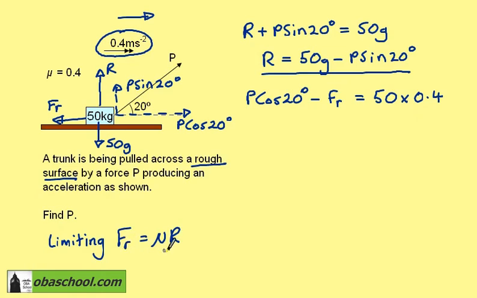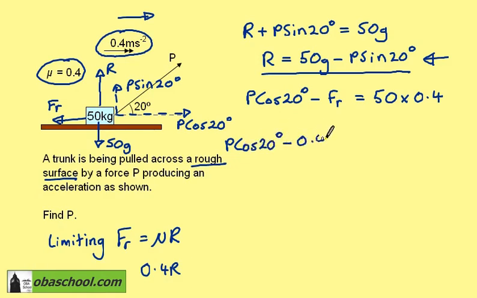We want to replace Fr in this expression. We know mu is 0.4, so the friction is 0.4 times R, and we have an expression for R. So we get P cos 20 take away 0.4 times R, and R is 50g take away P sin 20 degrees. If we look at this, we can see all we've done is replace Fr by 0.4 times R. So this is still equal to 50 times 0.4, which is 20.